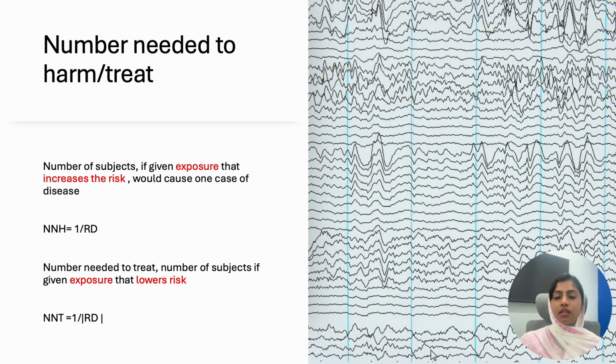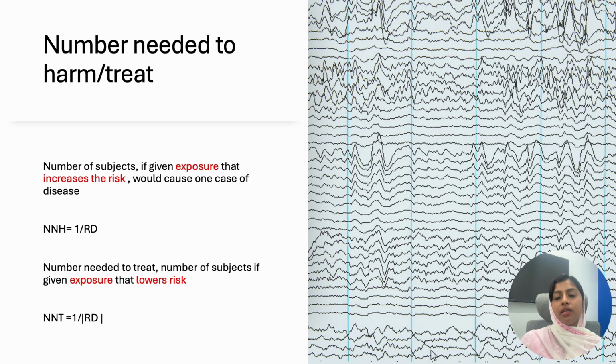So the next concept that you need to know is the number needed to treat or number needed to harm. What do you mean by number needed to harm or number needed to treat? For example, take number needed to treat. It is how many individuals you need to treat before you can see a positive outcome. And the same goes for the number needed to harm. It basically stands for the number of people who have to be given that particular exposure.